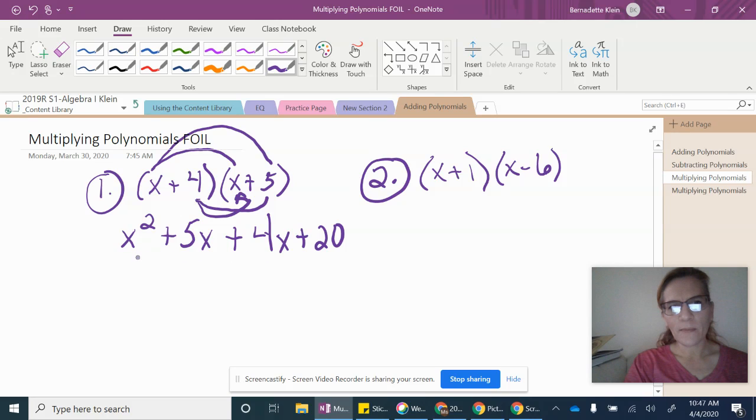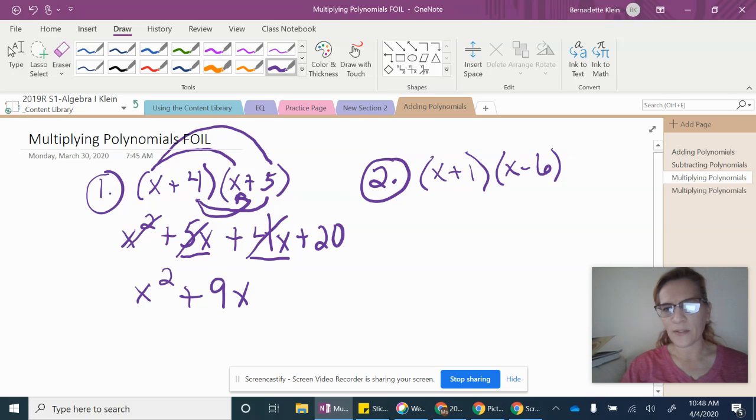I don't see any other terms with x squared, so that one just stays by itself. I have 2 numbers, though, with 1x. So let's underline them so you can see them. And they're both positive, so 5 plus 4 gives me 9, and it's 1x. Okay, so then you can mark, if you want to, all of the things that you've done to get rid of them so you know what you have left. Sometimes that's easier visually for you to see. And then last, you have just the number 20 all by itself.